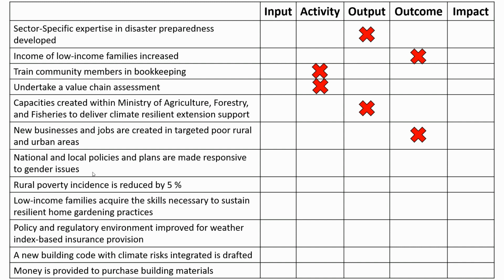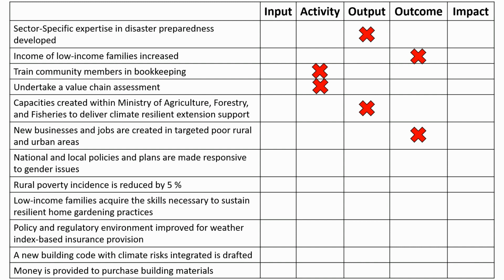Next, national and local policies and plans are made responsive to gender issues. Not an input. It's not an activity because there's not a specific thing or action that we can see. This is a result, clearly. So it's either an output, outcome, or impact. It means that the policy and planning framework has been changed in this country. The policies and plans are now incorporating gender issues. That's something new that was not happening before. So that means it's an outcome.